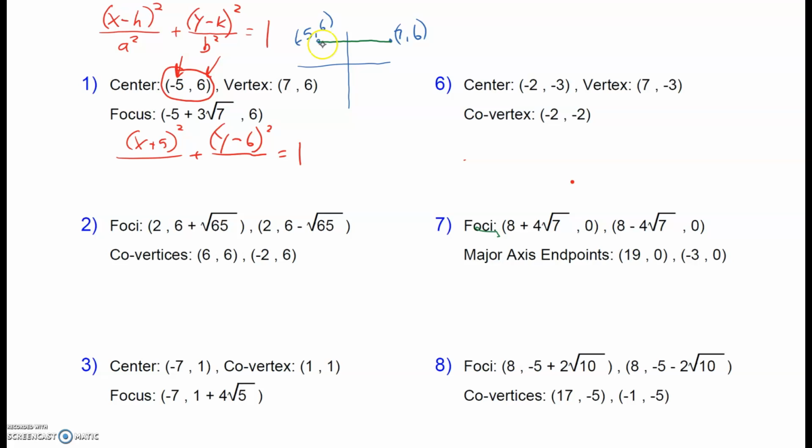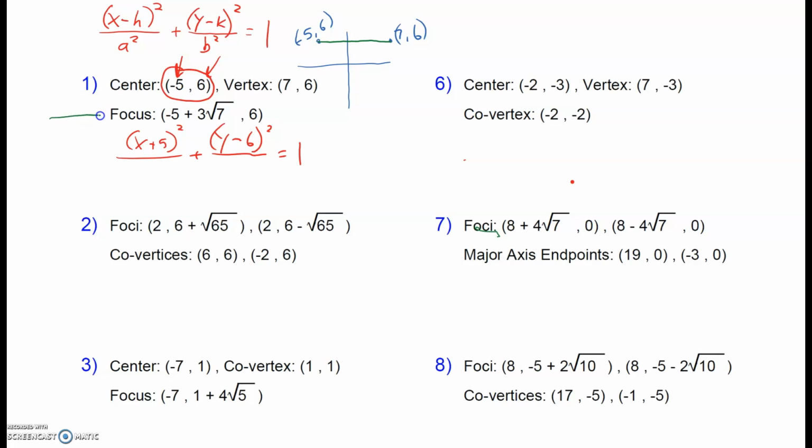So here's a little sketch. We have negative 5, 6 is the center, 7, 6 is a vertex. And then our ellipse would look something like, that's not even close to what that looks like, but I think you get the idea. Okay, let's get rid of that because that's ugly. The idea being that the major axis is horizontal.